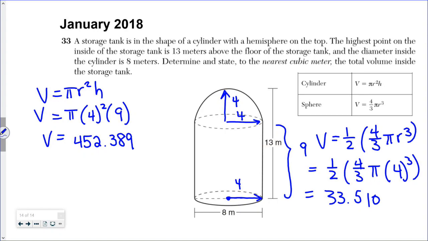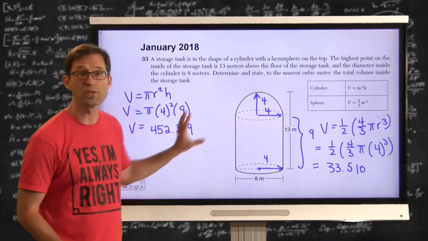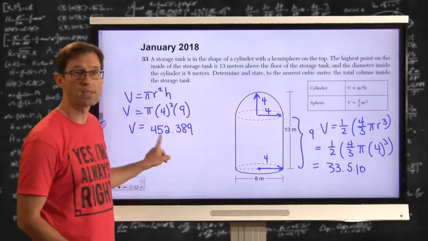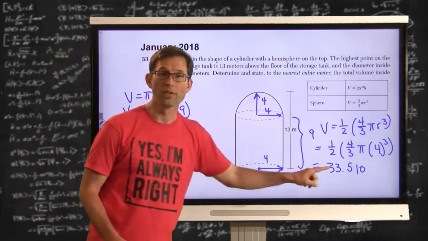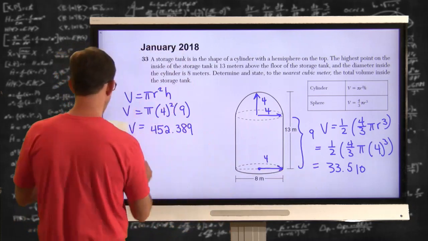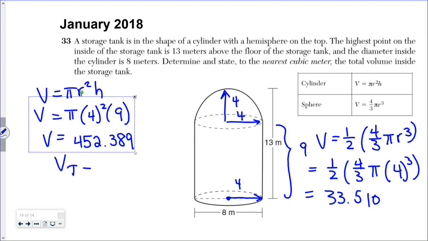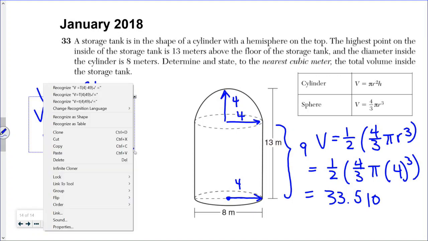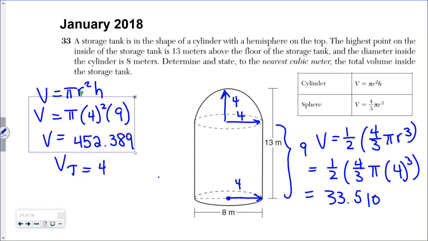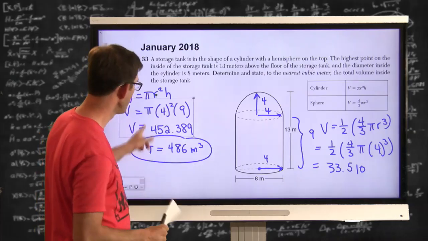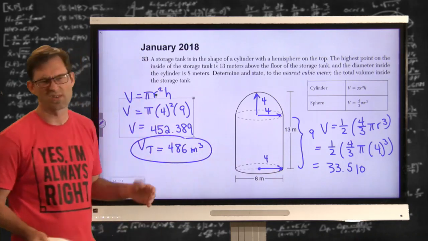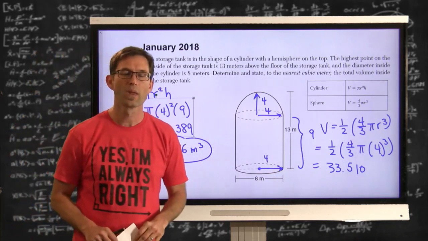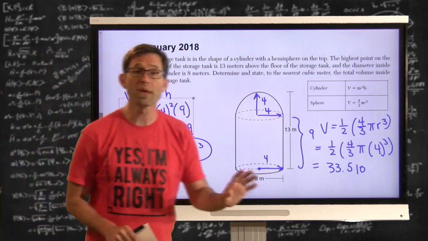Then, because all I'm looking to do is find the total volume, I simply take this volume, add this volume, and I get the total volume, which is about 486 cubic meters. So this plus this gives us this. You can see how that works out. Not too bad, but again, basic calculator work.